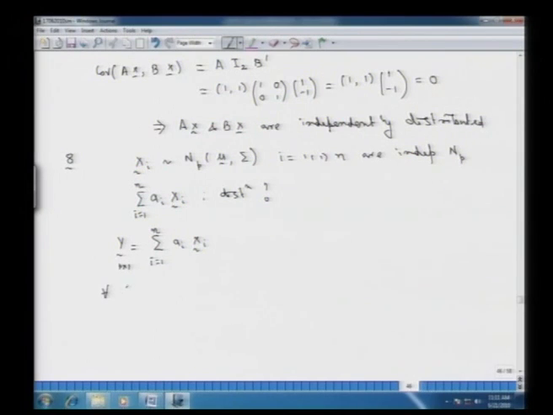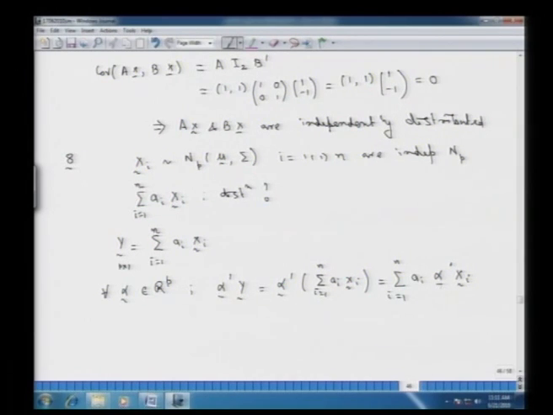So for every alpha belonging to R to the power p, this alpha prime y is nothing but alpha prime of this summation ai xi, i equal to 1 to n. So this is equal to the summation, i equal to 1 to n, of ai alpha prime xi, right. Now each alpha prime xi has a univariate normal distribution.